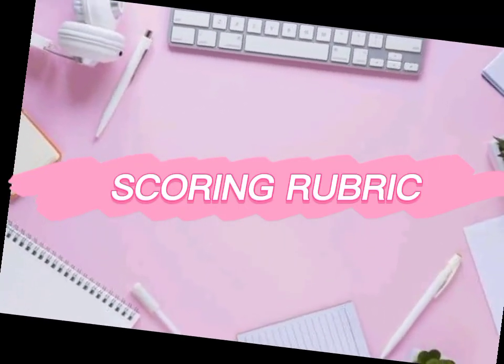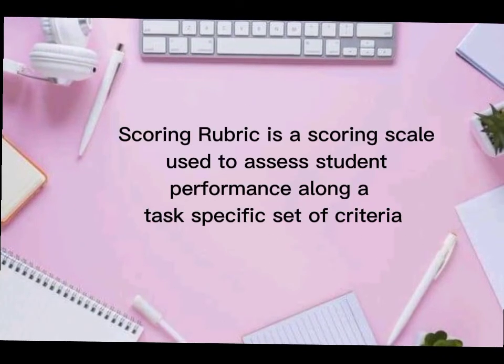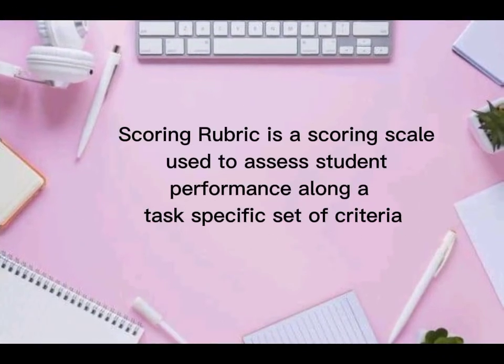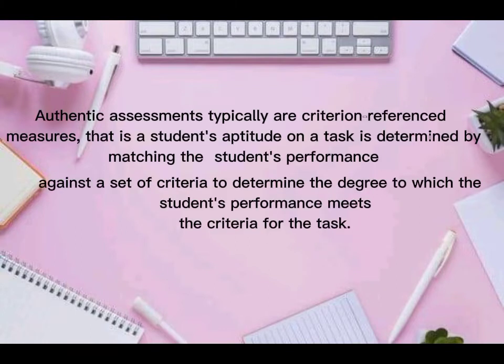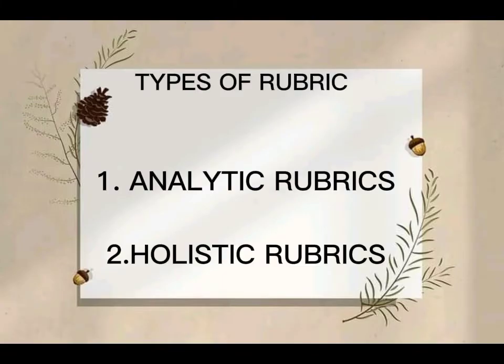Scoring rubric. A scoring rubric is a scoring tool used to assess students' performance along a task-specific set of criteria. Authentic assessments are typically criterion-referenced measures. That is, a student's aptitude on a task is determined by matching the student's performance against a set of criteria to determine the degree to which the student's performance meets the criteria for the task.